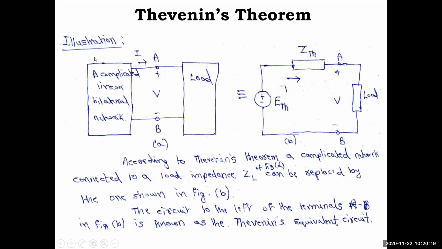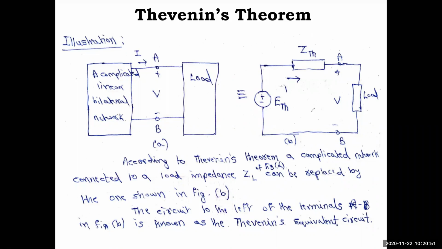In the first part, you had a linear bilateral network, however complicated it may be, as I told you. That complex network is connected with a load impedance. So this is the circuit. This is the terminal voltage across this bilateral network, and the current. This is converted into a simple equivalent circuit of a voltage source in series with an impedance, as written here, and on this side the load is connected.